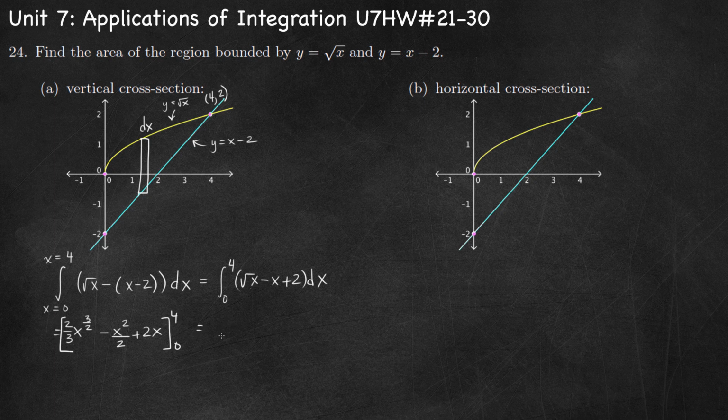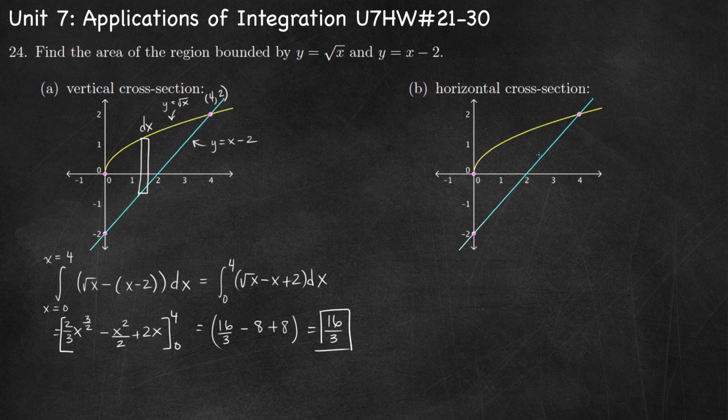So subbing in 4, we get 2/3 times 2 cubed. 2 cubed is 8 times 2 is 16 over 3 minus 16 over 2 plus 2 times 4. And then when we sub in 0, we just get 0. So this is 16 over 3.